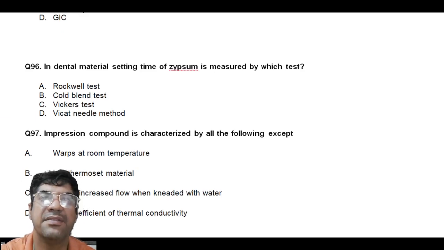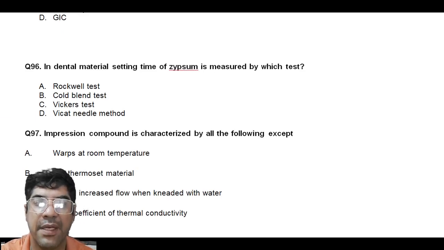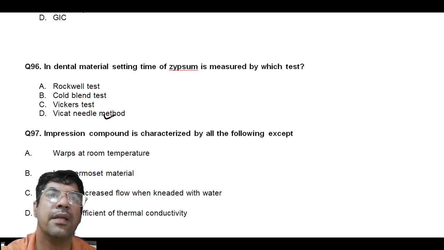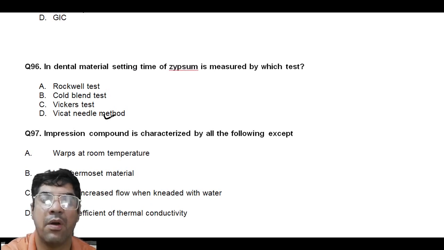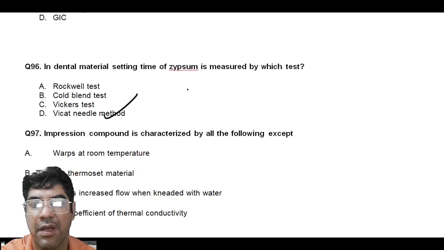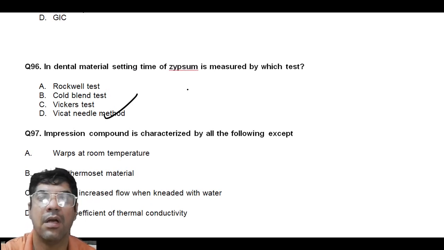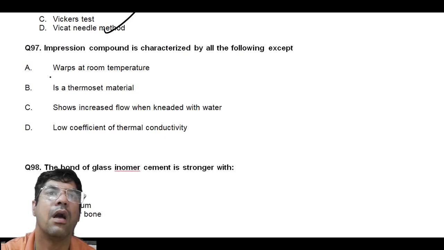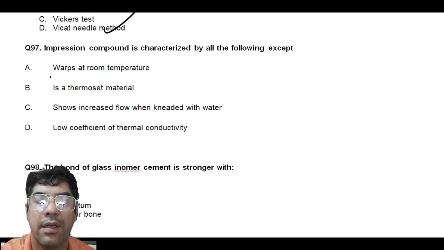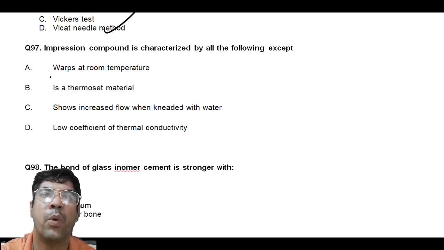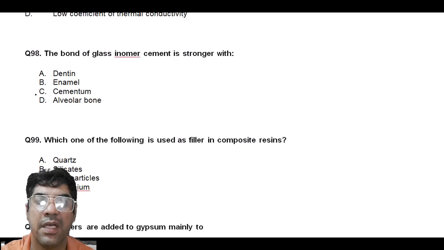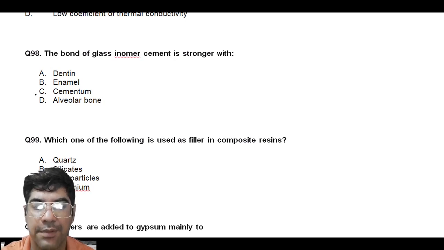In dental materials, setting time of gypsum is measured by the Vicat needle method. This question has already been discussed. The impression compound. The bond of GIC is stronger with enamel.